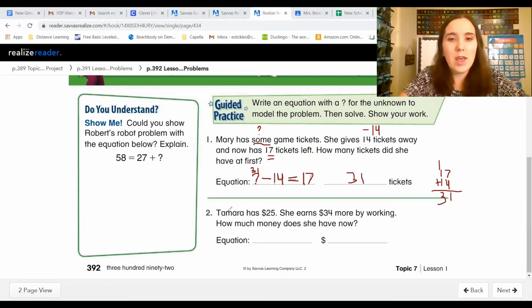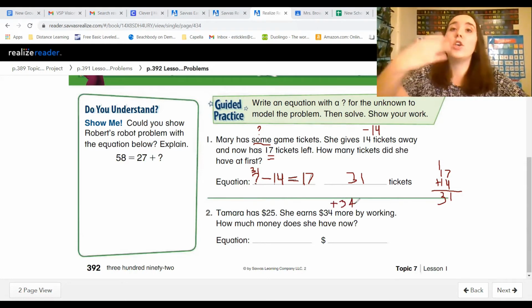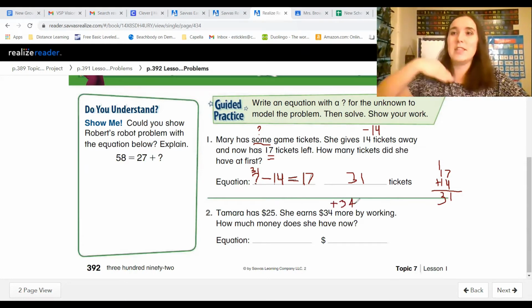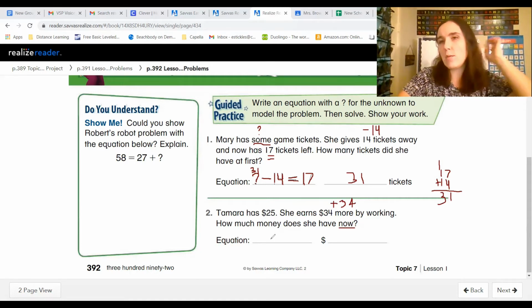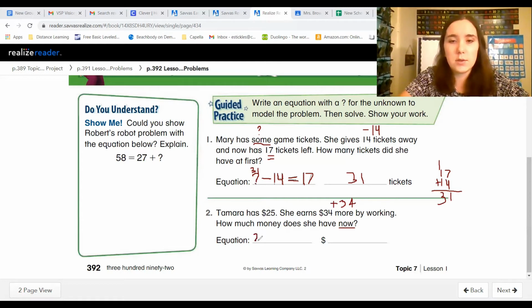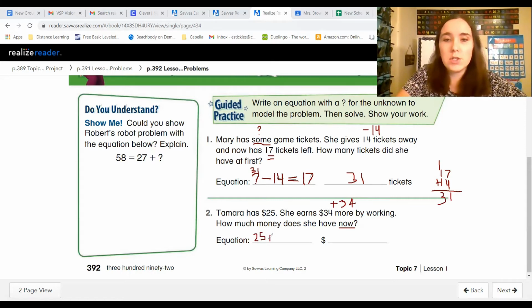Let's look at number 2. Tamara has $25. She earns $34 more by working. Okay, I'm going to say plus 34 because she started with 25, but then she got 34 more. So that's telling me it's being added on. How much money does she have now? So now we want to know the total. Okay? So here's what I'm going to do. I'm going to say, well, what did she start with? She started with $25. So it started with 25. Then she added on 34 when she did more work.